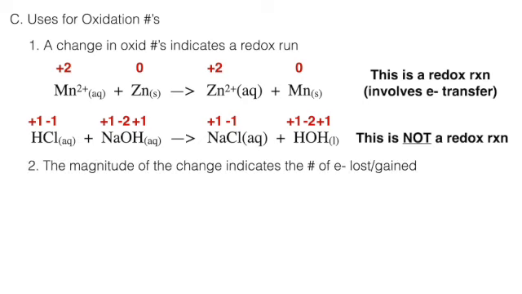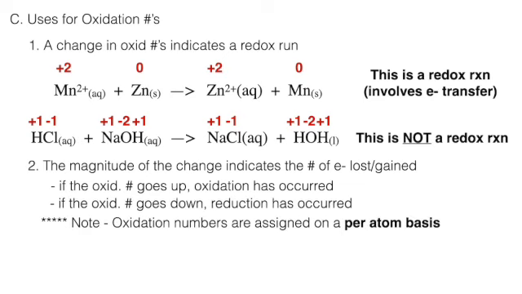The second use is the magnitude of the change indicates the number of electrons lost and gained. So if the oxidation number goes up, we've lost electrons. I give an analogy that when I was a little kid, I used to shoot these rockets up into the sky, and then I'd lose it every time. I could never find it. If the rocket goes up, we've lost it. We've lost the electrons. Then Elon Musk came around and he built these rockets that can land vertically. So if that rocket does come back down and land right in front of you, we just got our rocket back. If the rocket comes down, if the oxidation number goes down, we've gained it back. Reduction has occurred.